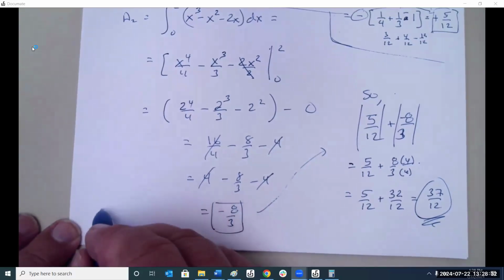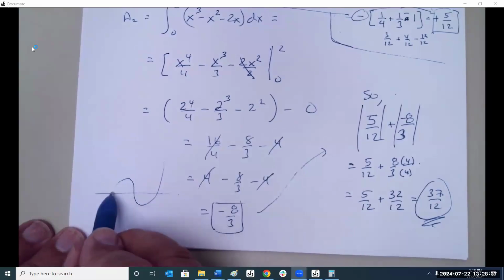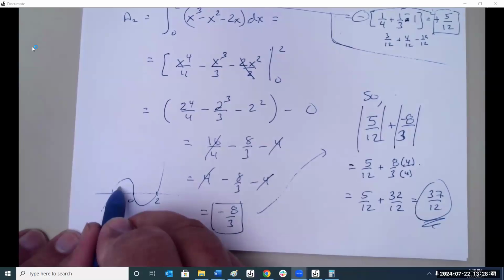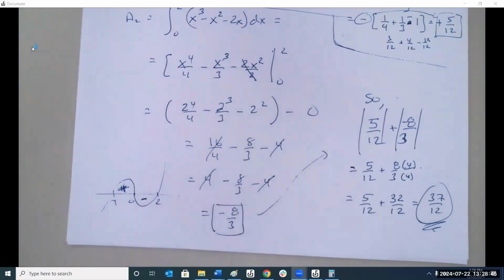Remember, it's a cubic function, so it looks something like this. And if the intercepts are at -1, 0, and 2, this one's positive, this one's negative. And the bigger part, because it's a larger stretch, is going to be a bigger negative number. Okay, that's that one. And we'll finish up everything else tomorrow.